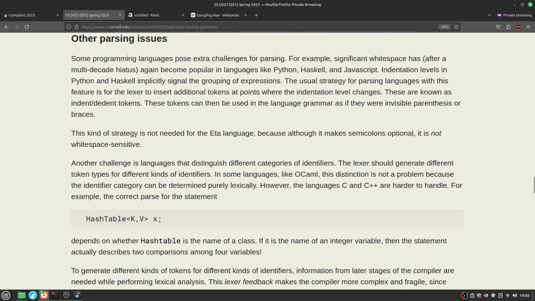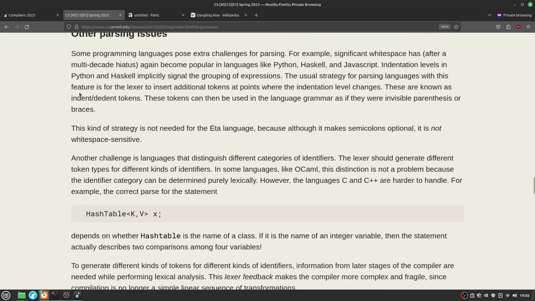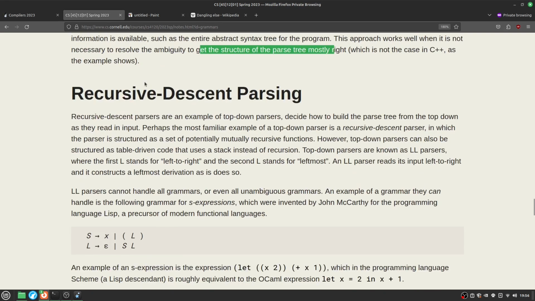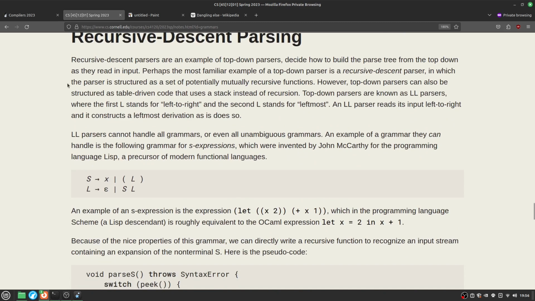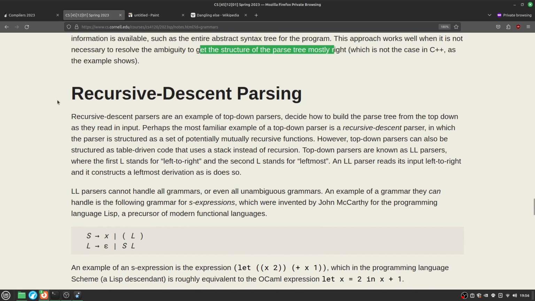Recursive descent parsing. Should I write this down? No, it's fairly simple.